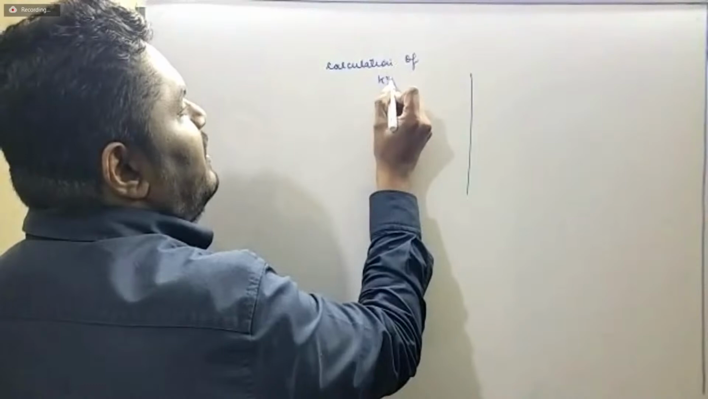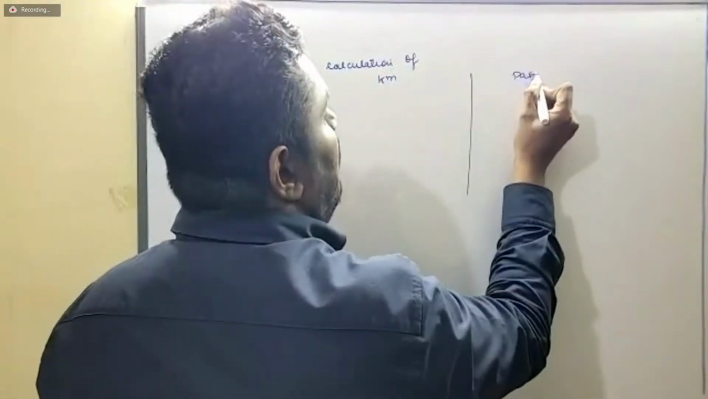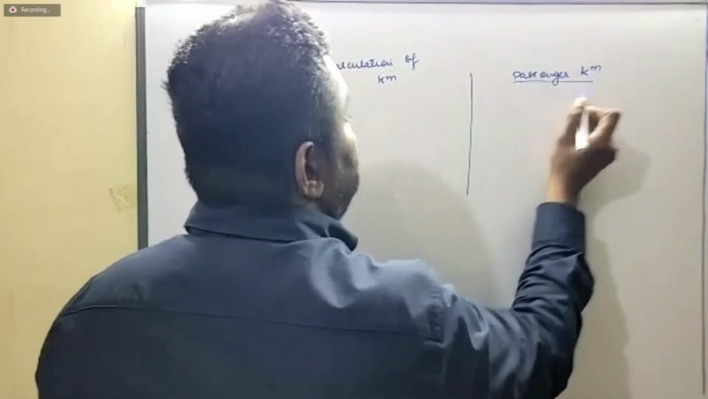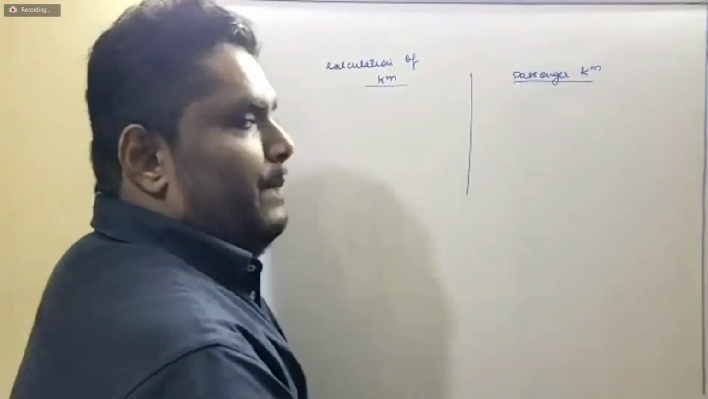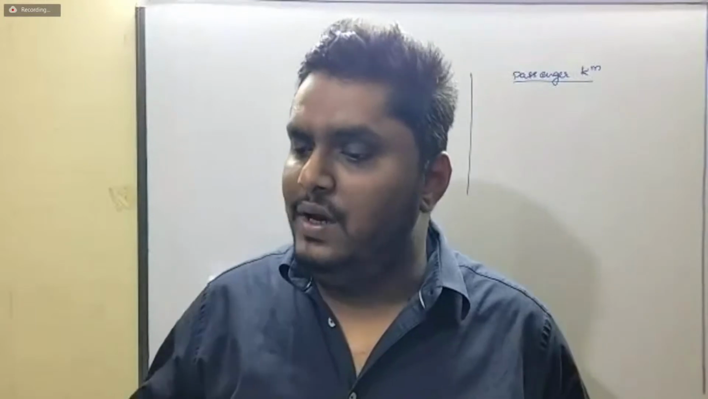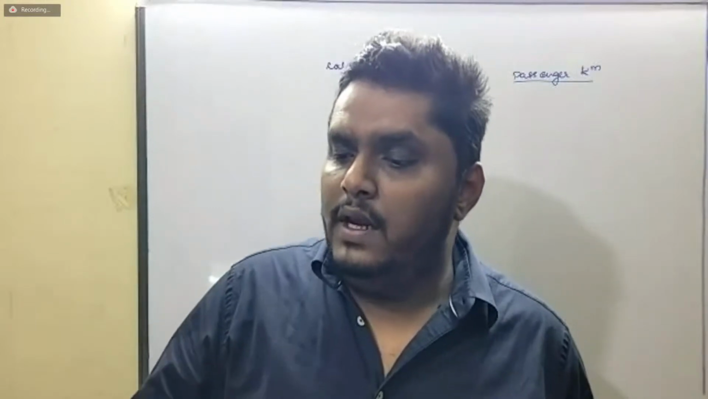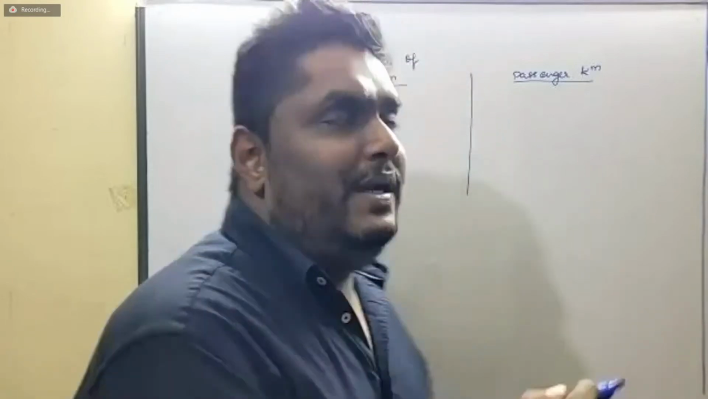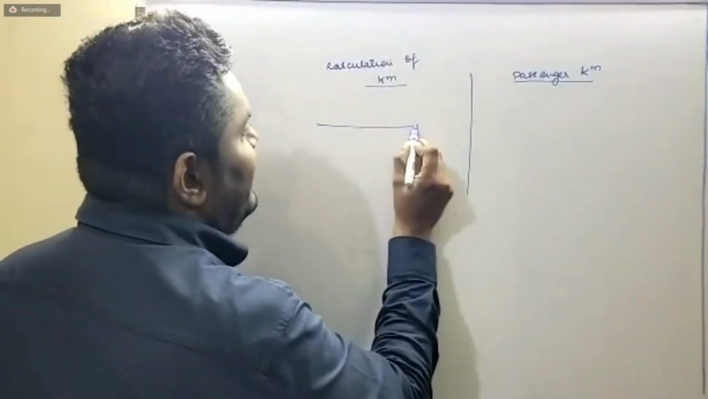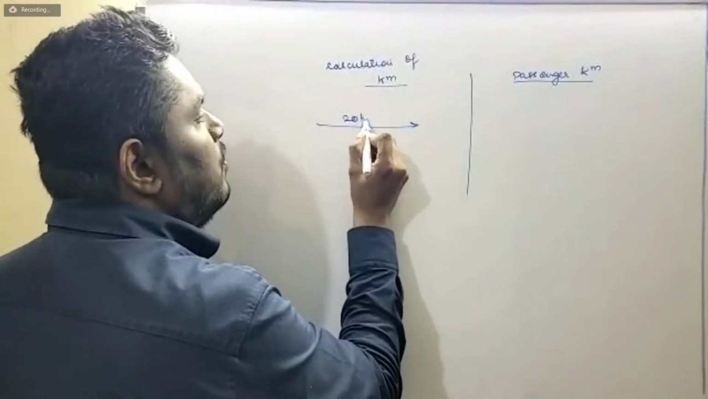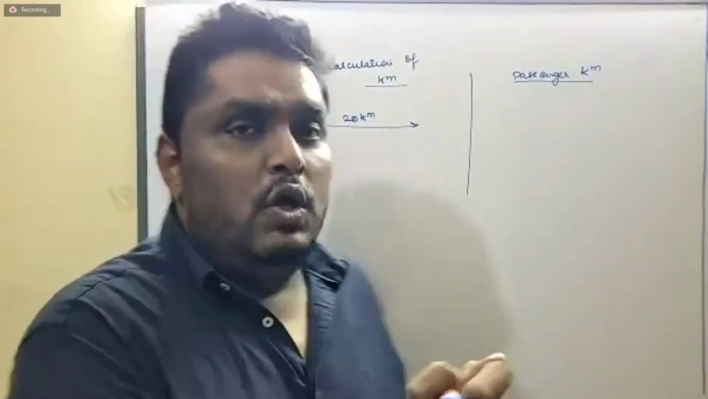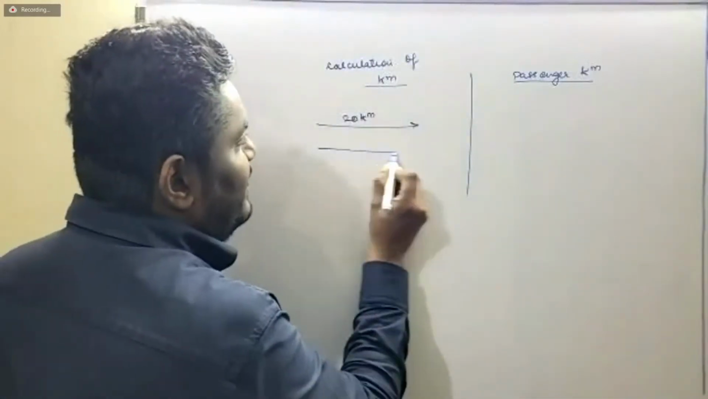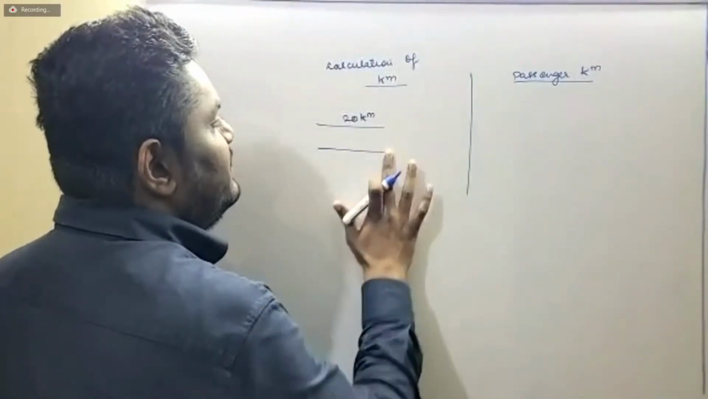Calculation of kilometer and passenger kilometer. So let's start, guys. Now see, it is given in the question that the distance covered is 20 kilometers one side. One side, how many kilometers? 20 kilometers. So the onwards journey is for 20 kilometers. Therefore, the return journey will also be of 20 kilometers.